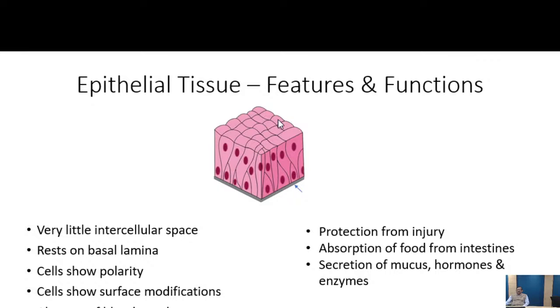intercellular space over here. The cell rests on a basal lamina. You can see the arrow over here. This is a kind of platform on which the epithelium rests. Any epithelial tissue will rest. So this is the basal lamina.